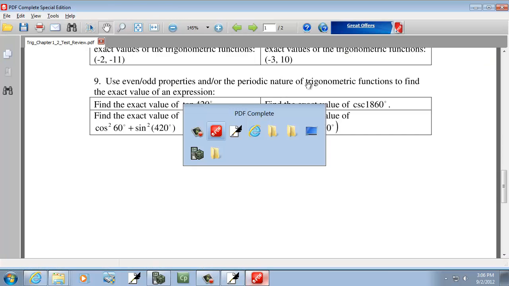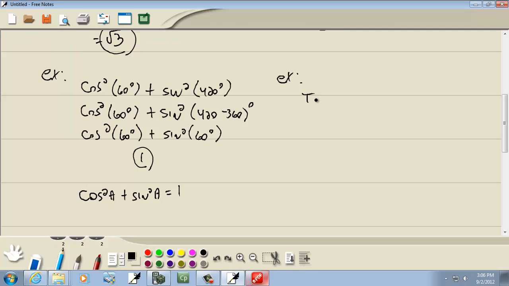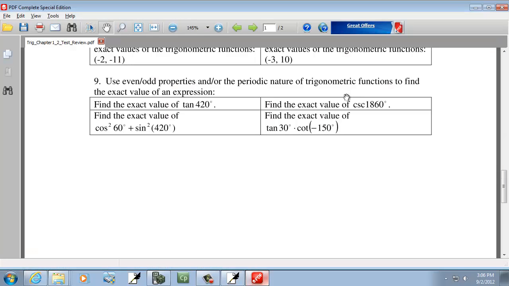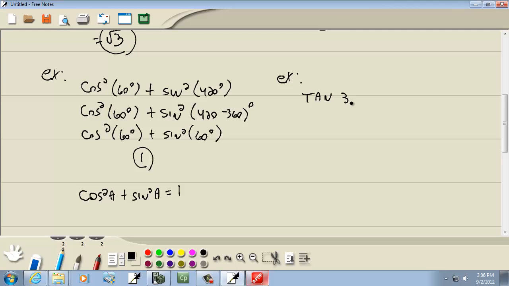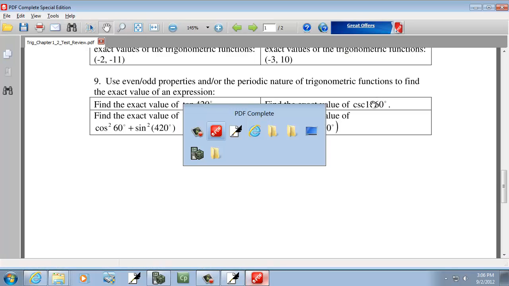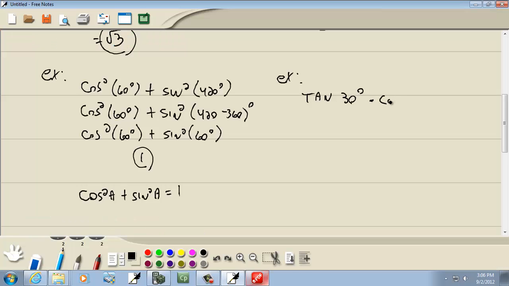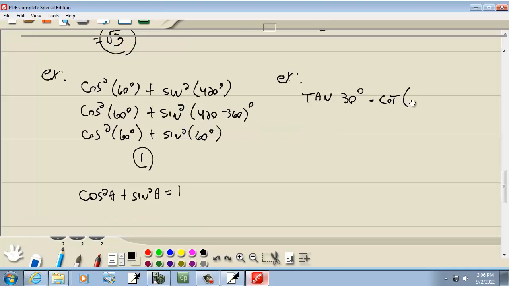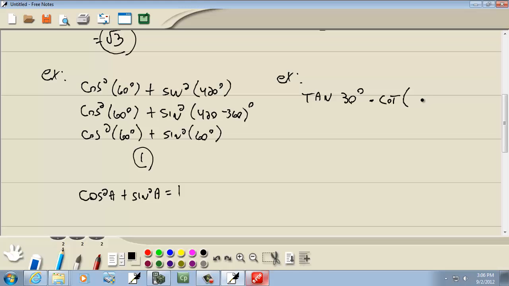Let's look at our last one. Tangent of 30 degrees times cotangent of negative 150 degrees. Well, with tangent and cotangent, we can add 180.